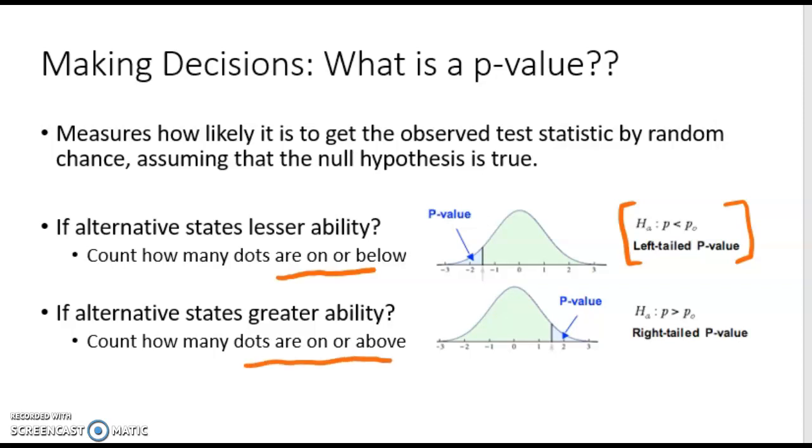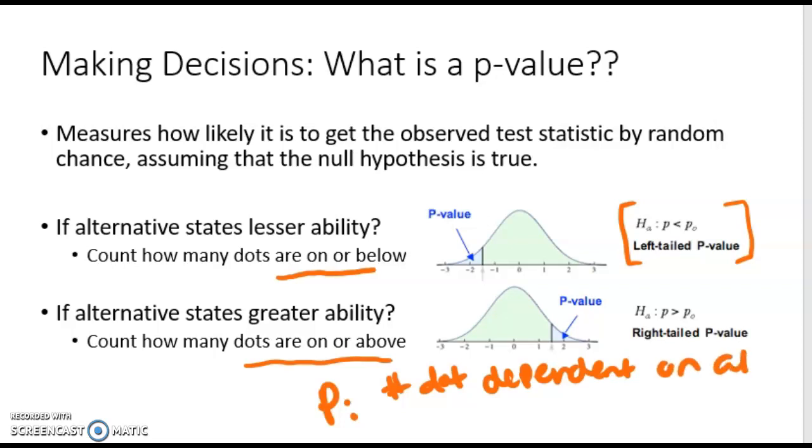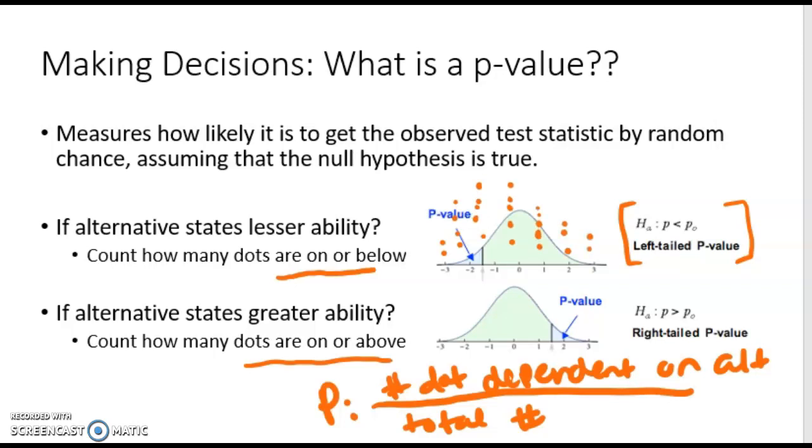In order to calculate a p-value, you take the number of dots on or above or on or below, dependent on the alternative, and you divide that value by the total number of dots. So let's say I've got 100 dots on a dot plot. It's not going to look like this; this is called a normal curve, but we'll talk about normal curves in chapter 8. You'll be looking at dot plots. Let's say there are 100 dots, and our p-value falls within this region right here. I count how many dots are on or below. Let's say there's 16, so 16 out of 100 would be my p-value.